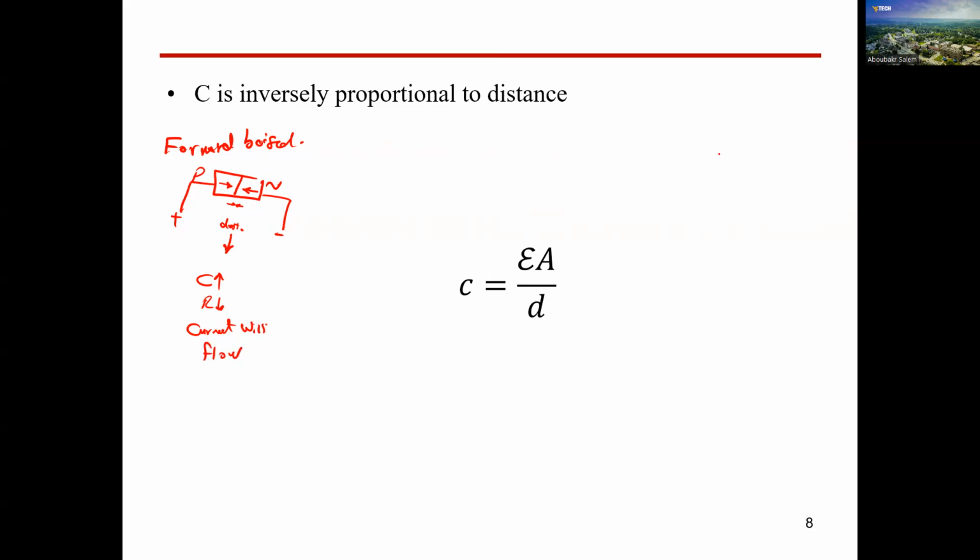In case of reverse bias, this is P, this is N. So P is connected to negative, N is connected to positive. So here the positive holes will move toward the negative, and the negative charges in the N-type material will move toward the positive. So this means the depletion region itself will increase. This means the distance increases, so the capacitance will decrease, and at the same time the resistance will increase.